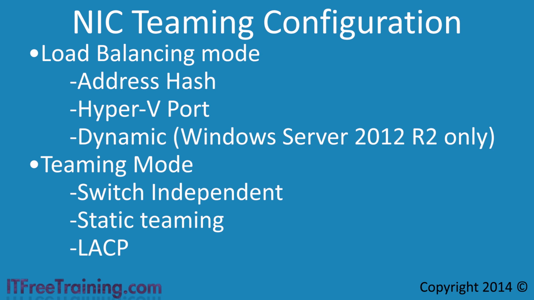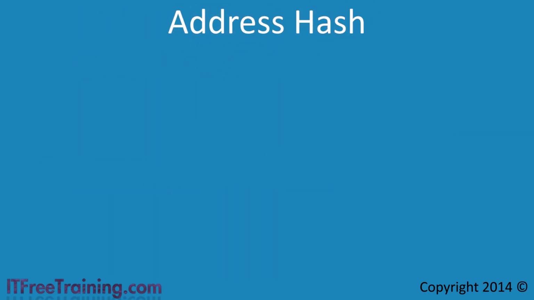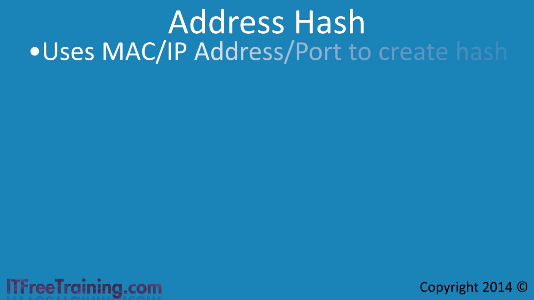I will now have a closer look at these settings, starting with the load balancing option, followed by the teaming mode options. The first load balancing mode that I will look at is address hash. This mode creates a hash value from values like the MAC, IP address, and port used in the network connection. This essentially means that given the same input values, the same network adapter will always be used.